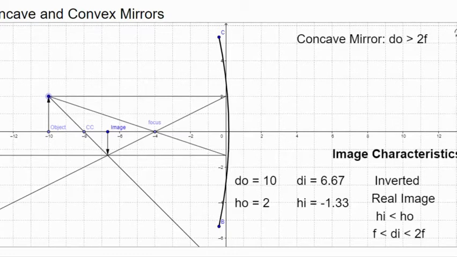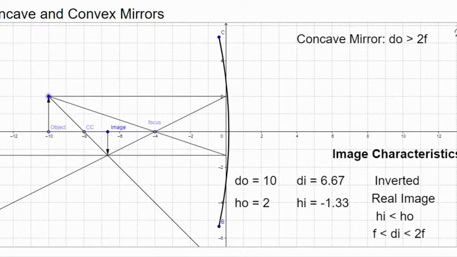Video number 3 on concave mirrors and the images that they form. Previously, in video 1, we went over some of the basic terminology: focal length, center of curvature, object distance, and so forth. In video number 2, we talked about what is true about the image when the object is way out over here, when DO is greater than the center of curvature.